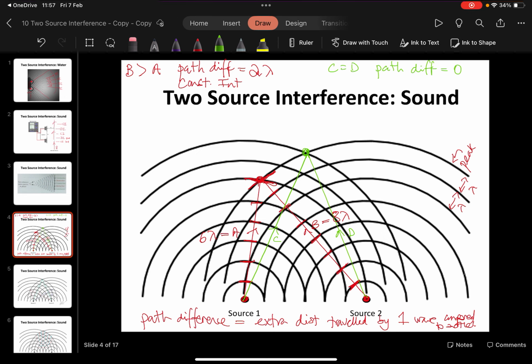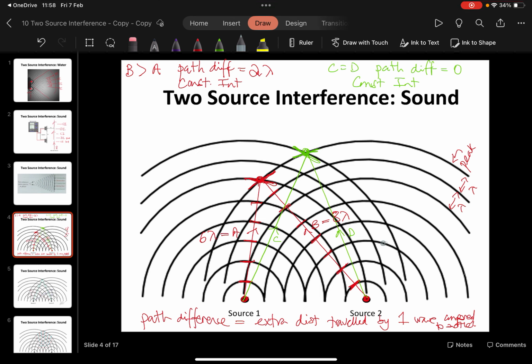What are we going to observe at that meeting point? Well, it looks again like we've got the peak of one wave meeting the peak of the other wave. So we're going to notice, again, constructive interference. Okay? Right, one final one, and then we'll make a little summary. Now we're going to choose the meeting point to be there.